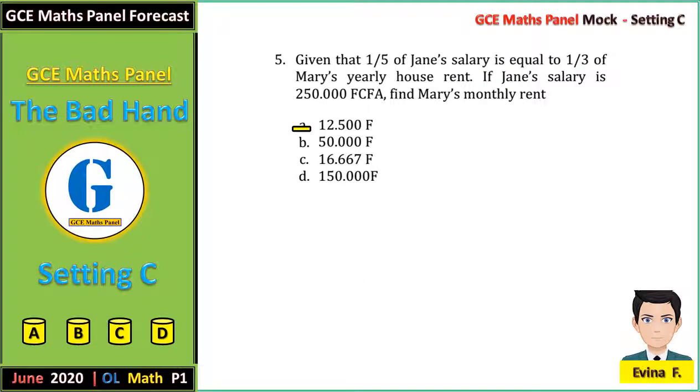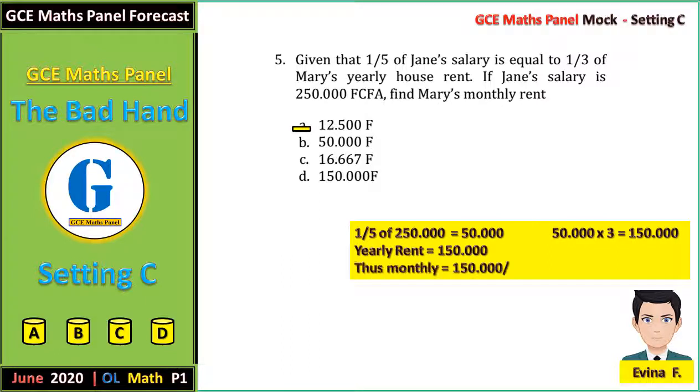Question 5. Given that 1/5 of Jane's salary is equal to 1/3 of Mary's yearly house rent, if Jane's salary is 250,000, find Mary's monthly rent. The first thing to do here is to understand the equation, and according to this equation, a fifth of a salary, which is 250,000, is 50,000, while the friend's yearly rent is 50,000 times 3, because they say it's 1/3 of that. So the full amount is 150,000 for 1 year. Now the question requires us to give her monthly rent. Knowing that there are 12 months in a year, we divide the 150,000 by 12, and we have 12,500 francs.